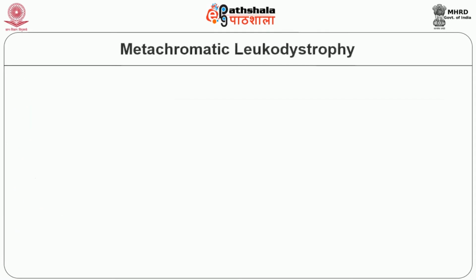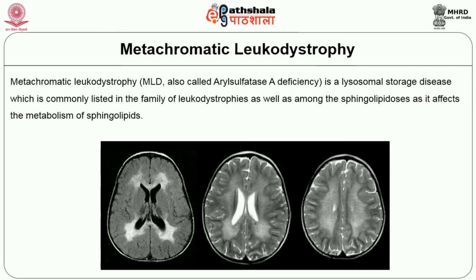The next important type is metachromatic leukodystrophy. It's referred to as MLD. It's also called arylsulfatase A deficiency, and it's a lysosomal storage disease which is commonly listed in the family of leukodystrophies as well as among the sphingolipidoses, as it affects the metabolism of sphingolipids.